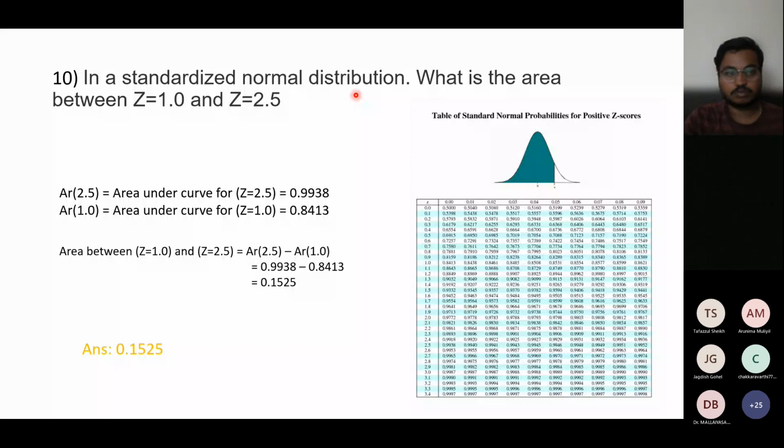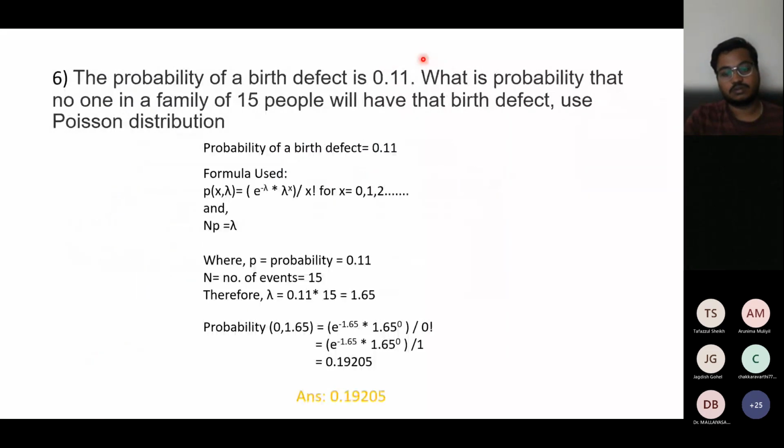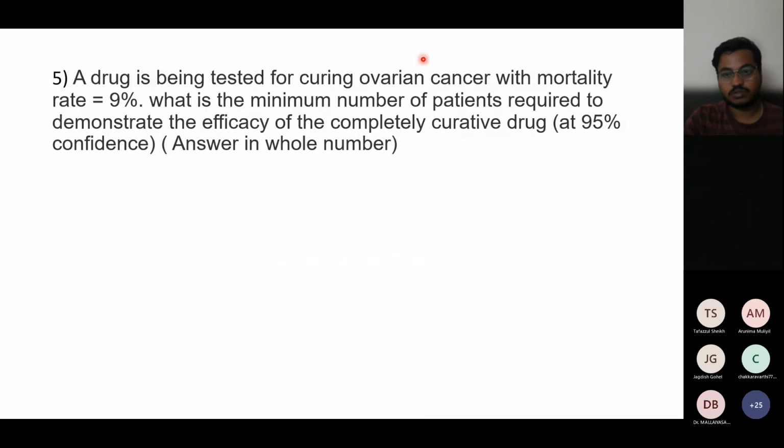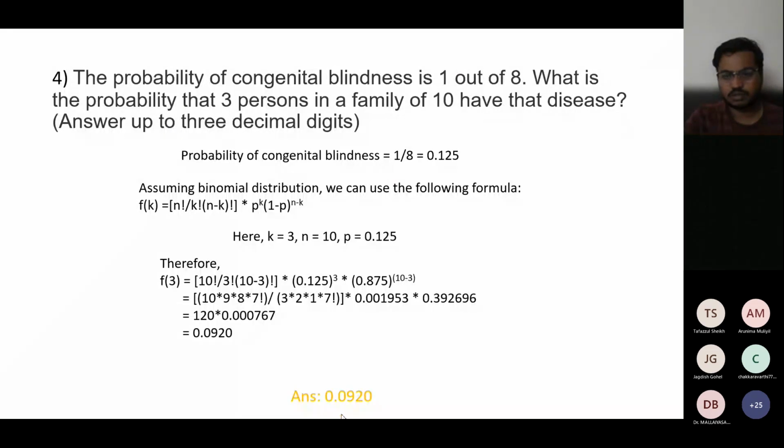Okay, so question number 4. Can you see the screen? Yes, sir, it is visible.